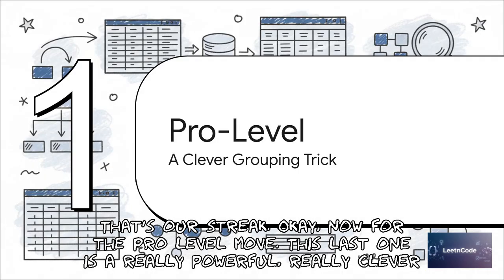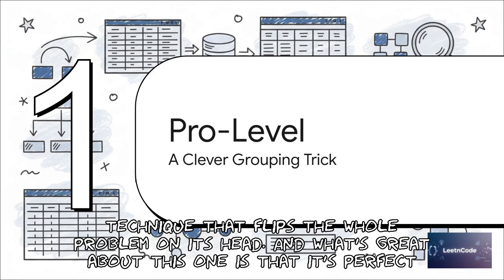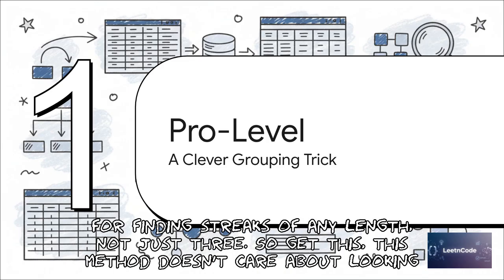Okay, now for the pro-level move. This last one is a really powerful, really clever technique that flips the whole problem on its head. And what's great about this one is that it's perfect for finding streaks of any length, not just 3.